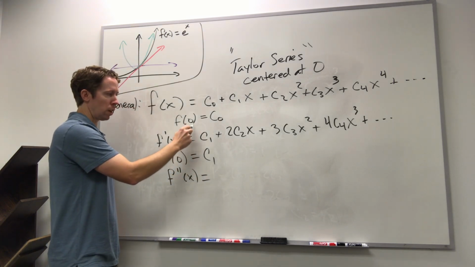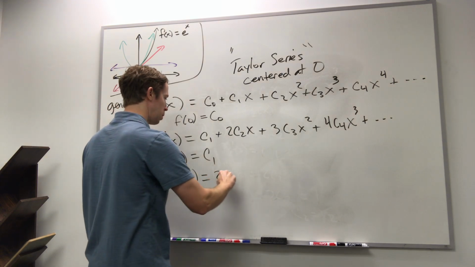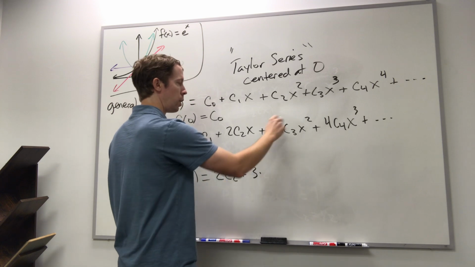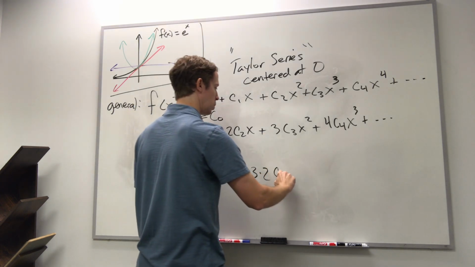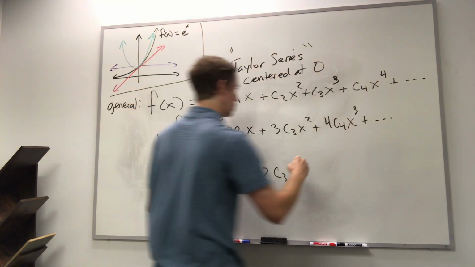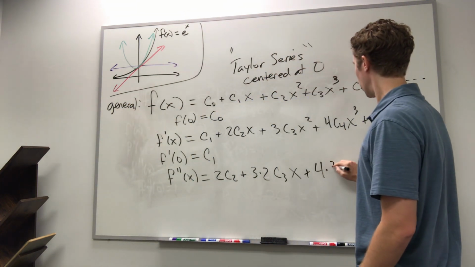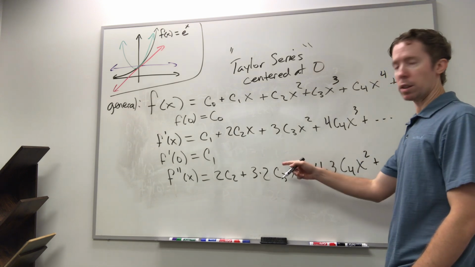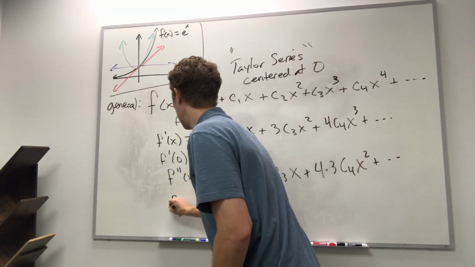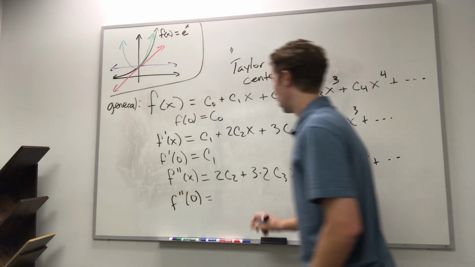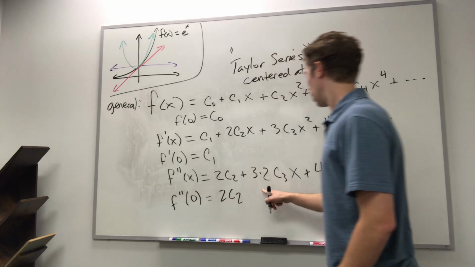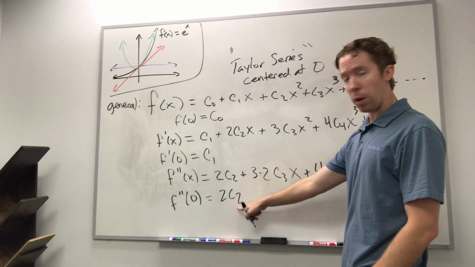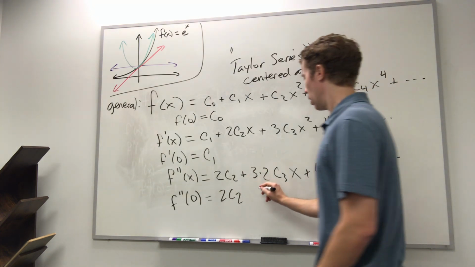Let's take the second derivative. This goes away. I get a 2c2 plus, I'm going to write this in a weird way. 3 times 2, it was 6. It's 3 times 2, c3x, plus 4 times 3, c4x squared, and so on. And now to get c2, I plug in x equals 0. I get 2c2 plus, and then all the other terms do go away, just like I wanted. But notice, now when I solve for c2, I get 1/2 of what I thought I would have.